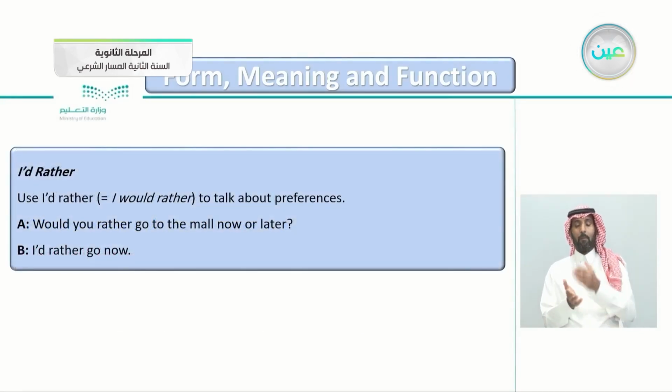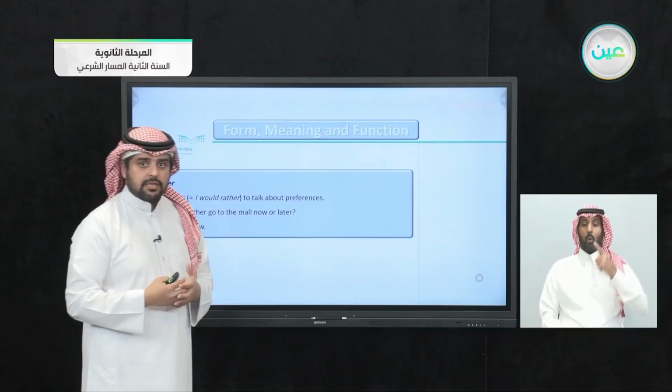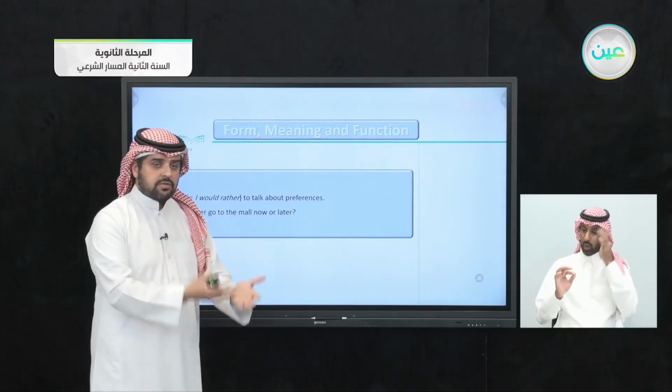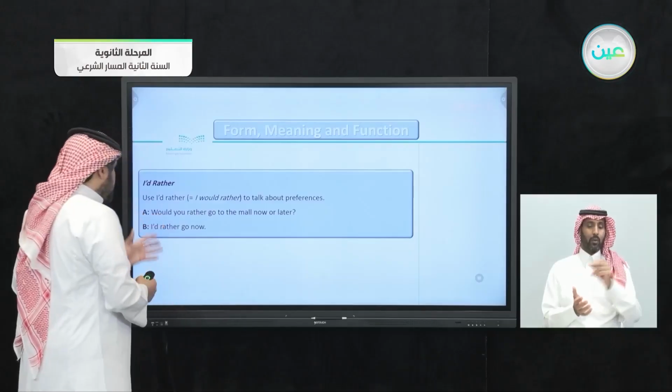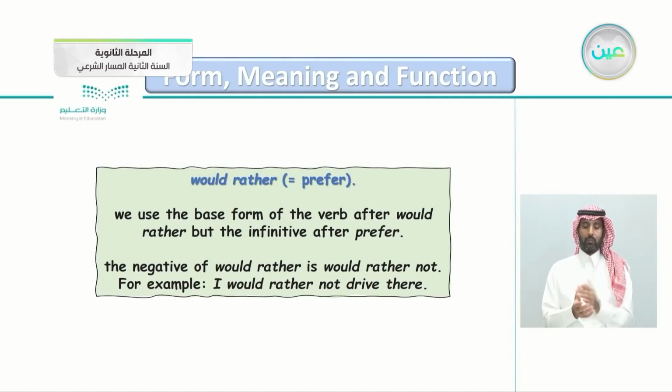Jumping to I'd rather here, we use I'd rather. Of course, I'd rather is short for I would rather, to talk about preferences. When you say I'd rather, it means that you choose to do that. Your preference is to do this thing. For example, would you rather go to the mall right now or later? You say I'd rather go now. Would rather means to prefer. We use the base form of the verb after would rather, but the infinitive after prefer.